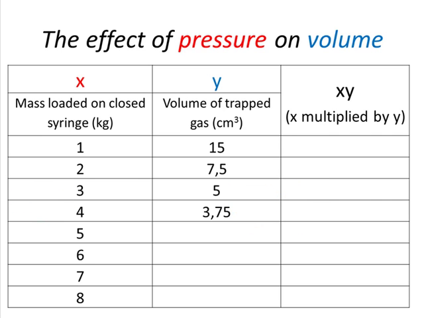Because of the relationship that I've just described, the product of x and y is constant. 1 times 15 equals 15. 2 times 7,5 also equals 15. 3 times 5 equals 15. 4 times 3,75 equals 15. Now pause the movie as you fill in the remaining gaps.